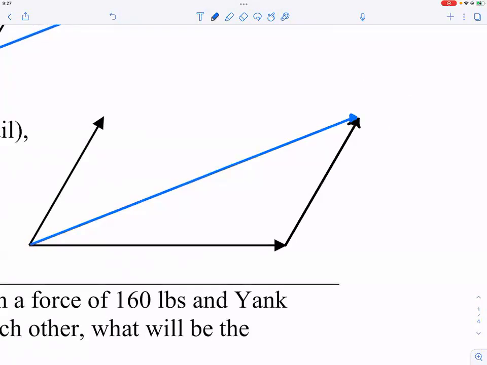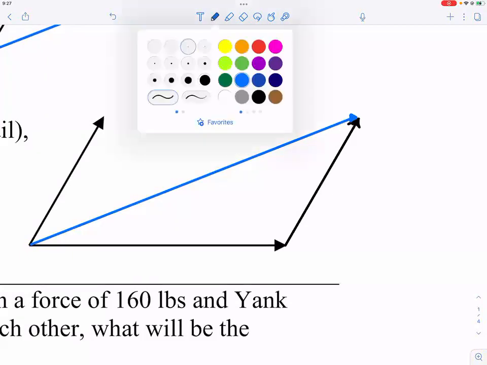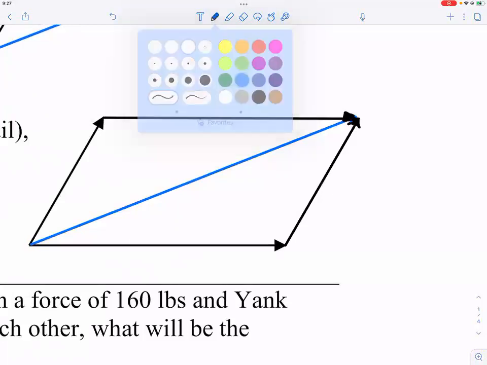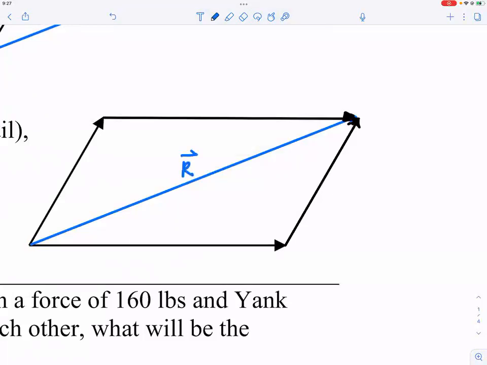Now, it doesn't really matter which one you move or which one you duplicate, as long as you duplicate one of them and draw the one with the same magnitude. So you can also do this if you want to. You can duplicate the horizontal vector, and either way, you will form a parallelogram. Either way, you will have the same resultant vector.